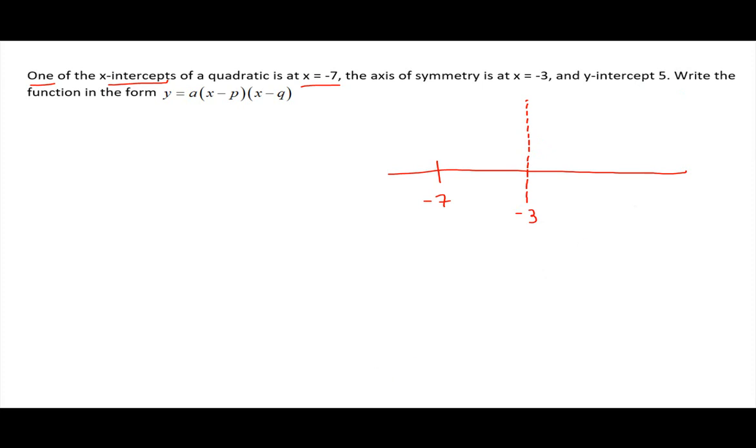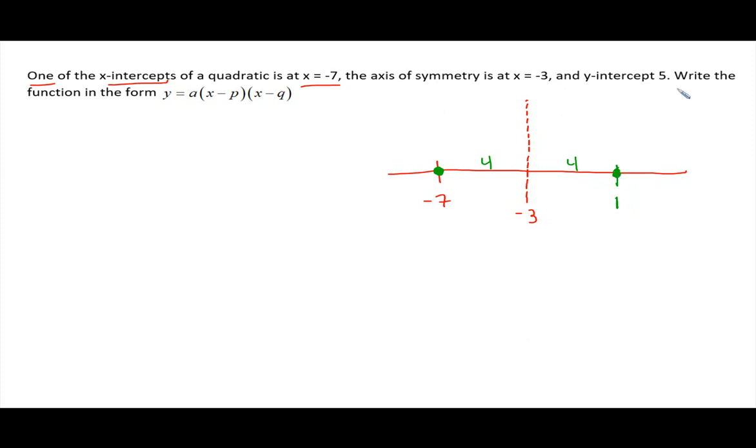So the important thing to understand here is, remember the axis of symmetry splits the parabola in half. So that means from -7 to -3, this is 4 spaces. So if we move over 4 spaces from -3, that's going to give us the other x-intercept. So the other x-intercept is going to be at +1. So now we know the 2 x-intercepts. One of them was given to us, x equals -7. And using this information, we found the second one, which is at x equals +1.